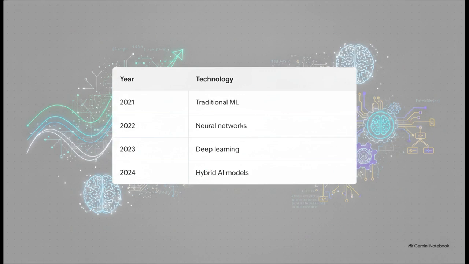Back in 2021, the big focus was traditional machine learning. By 2022, neural networks started taking over. In 2023, it was all deep learning. And now in 2024, we're heavily leaning into hybrid AI models. When you map it out like this, you can literally see the field evolving.